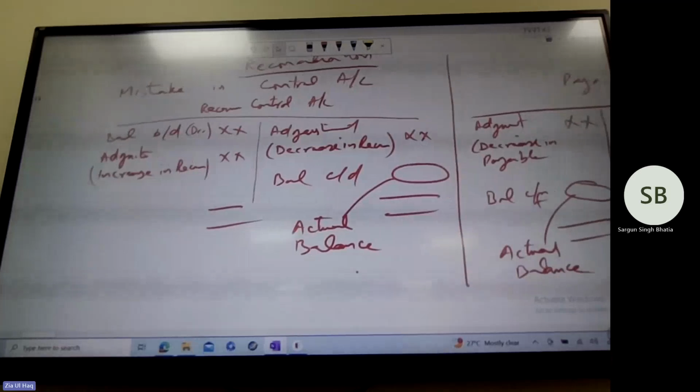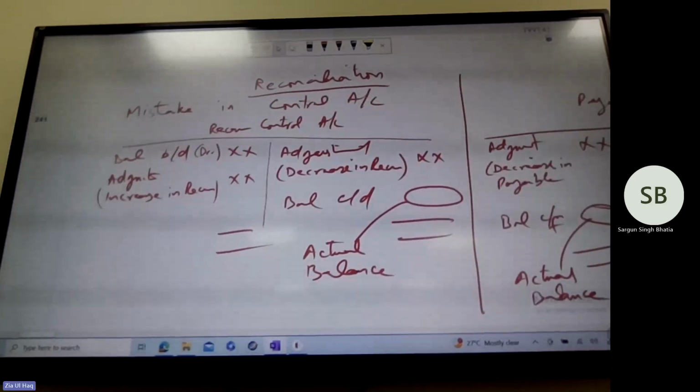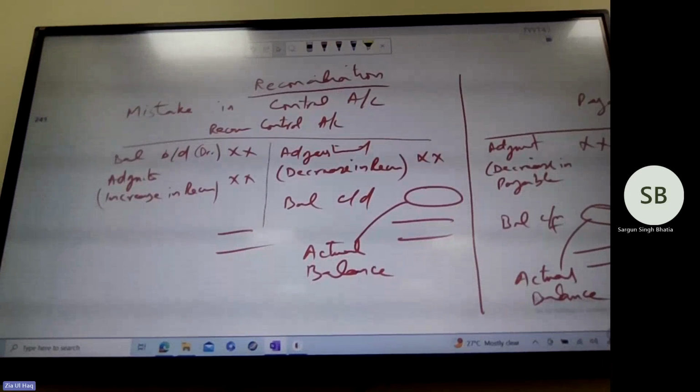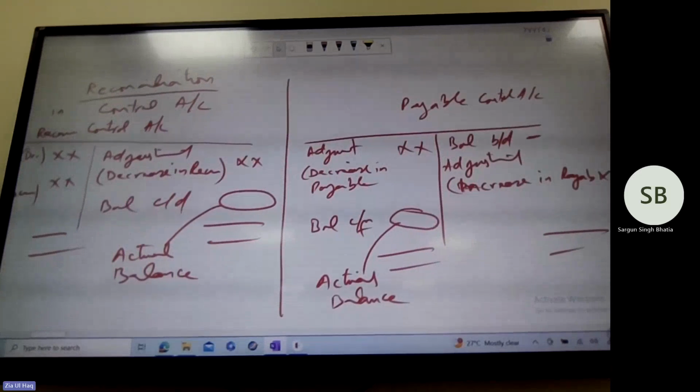So this is relating to if by reconciling, mean comparing control account balance with the individual receivable or payable account balances, there is a difference and it has been identified that there is a mistake in control account. If that mistake is relating to increase in receivable, we will debit the receivable control account. If that mistake is relating to decrease in receivable, we will credit the control account. And for payable, the reversal effect.